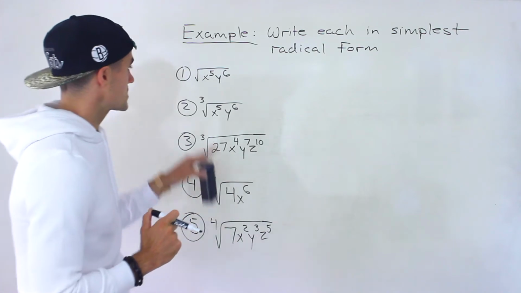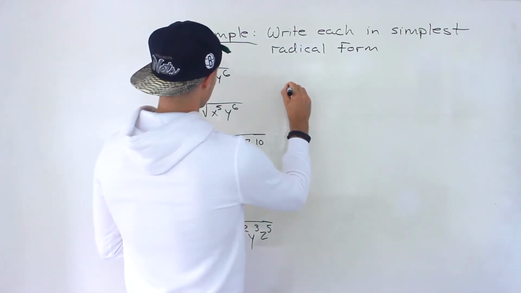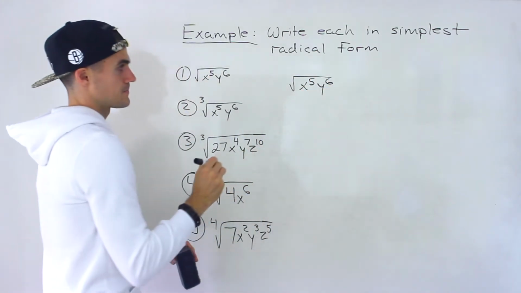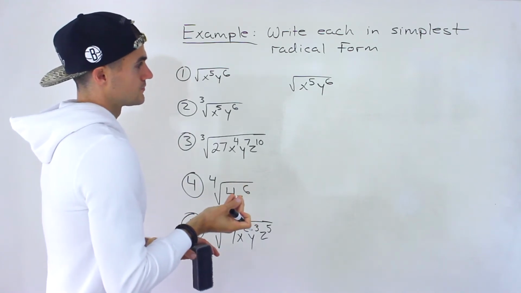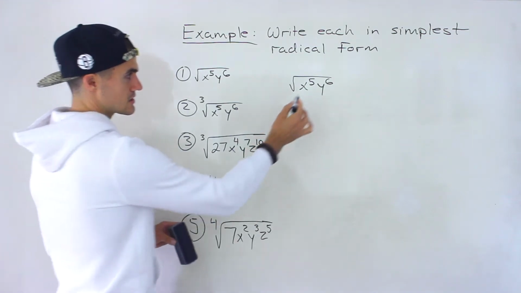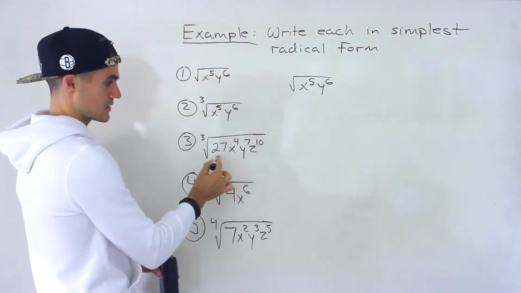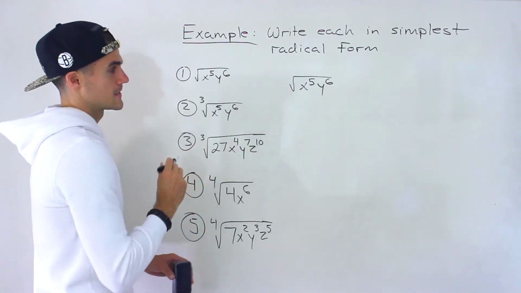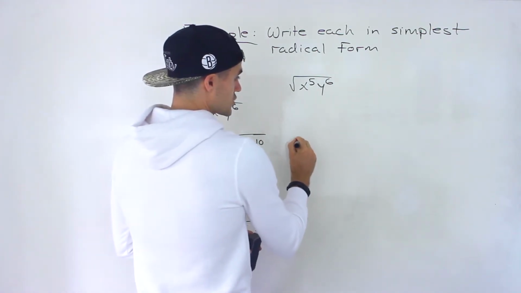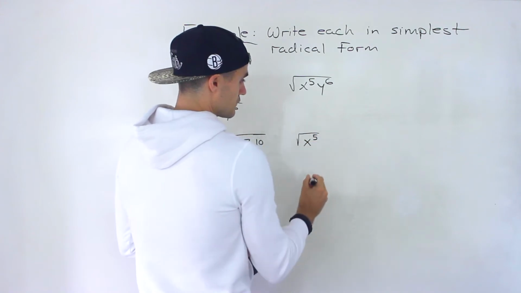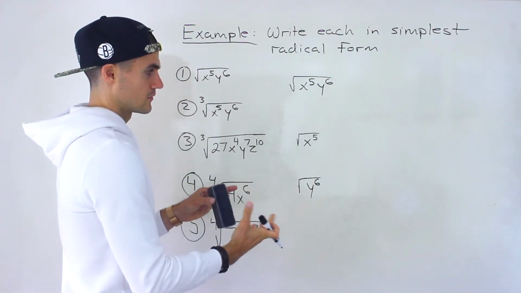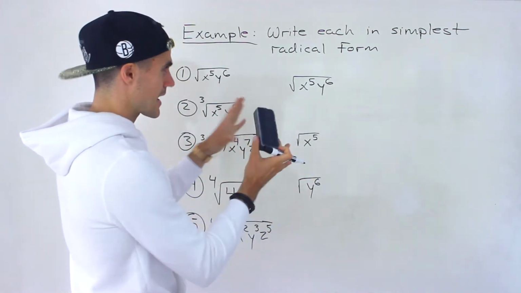So starting with number one, we got the square root of x to the 5, y to the 6. Now personally, what I like to do is if I'm given multiple expressions like this, multiple variables, and sometimes you'll have constants, and here we don't have a constant, I like to split it up. So what we can do is work with the square root of x to the 5 and the square root of y to the 6 separately. Just sort of makes your work a little nicer, less hectic.